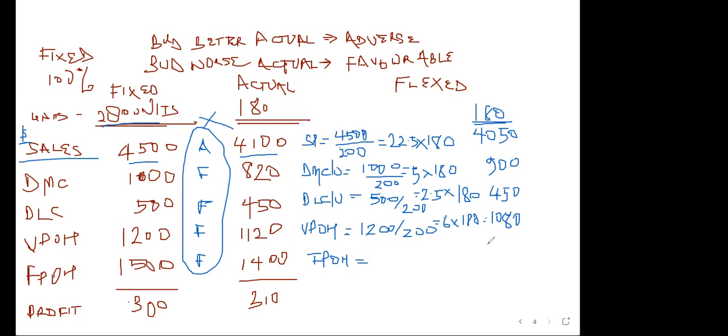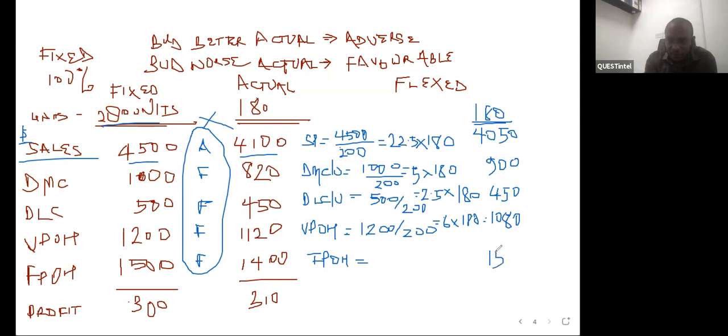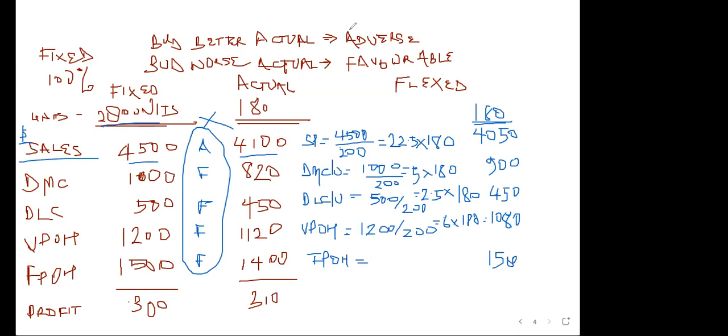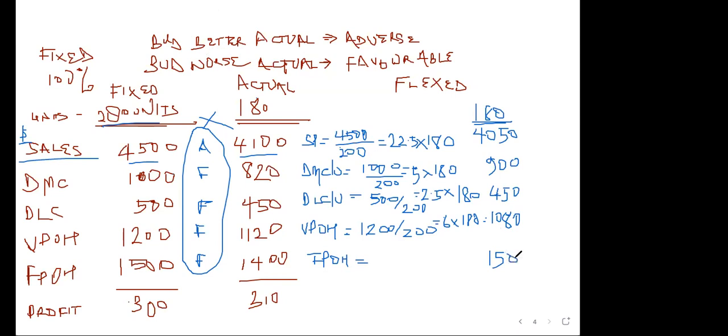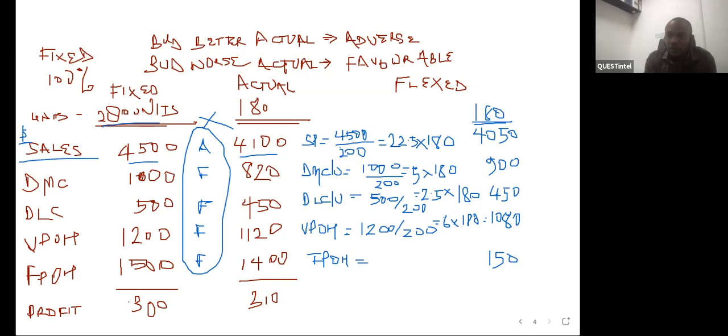The fixed production overhead is 1,500. Let's continue arguing about it so that everybody will be clear. The fixed production overhead is 1,500 because it doesn't change with level of activity, so it must be exactly the same as what was in the budget. That's very important to remember.